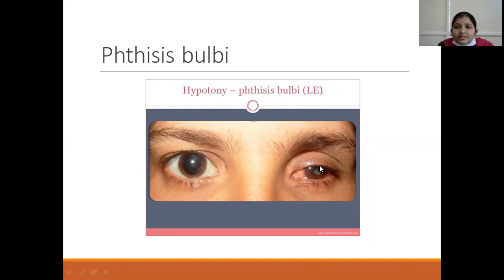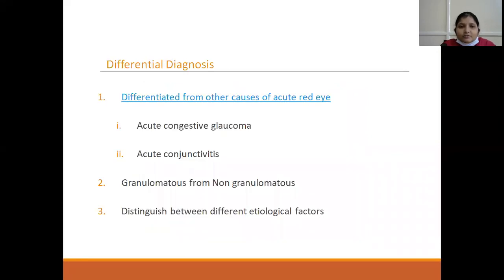So there are three stages of phthisis bulbi. One is atrophia bulbi without shrinkage. Second one is atrophia bulbi with shrinkage. And third one is phthisis bulbi. So what is the treatment of phthisis bulbi? Unless the patient complains of pain, we do not treat a case of phthisis bulbi, and enucleation is done if the patient complains of pain.